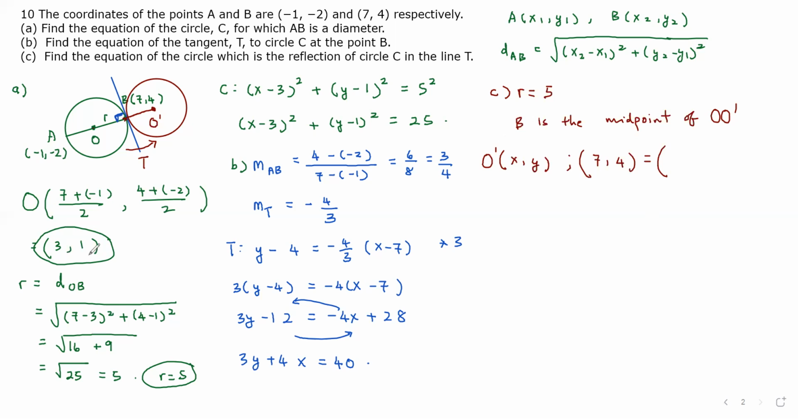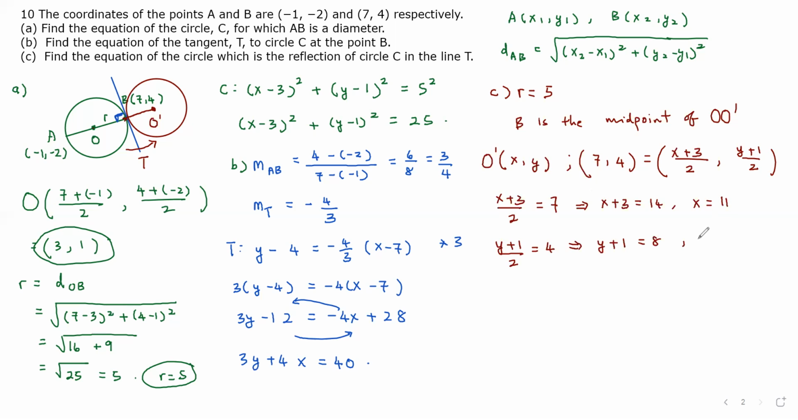The O point has coordinates 3 and 1, so you have x plus 3 over 2, average the x coordinates, and then you have y plus 1 over 2. From here, x plus 3 over 2 must be 7, so that x plus 3 is 14, or x here is 11. That equates the y coordinates. y plus 1 over 2 is 4, y plus 1 is 8, and you have y equals 7. The new center of the circle has coordinates 11 and 7, and the radius is 5.